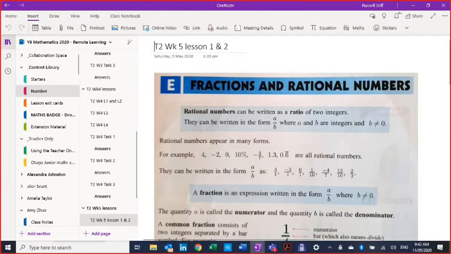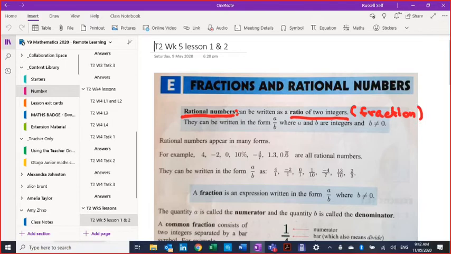All right. So we're talking about fractions and rational numbers. Now, when you're talking about fractions and rational numbers, anytime you see that word rational numbers, you should think fractions. You should make sure you write down rational numbers, and then we'll talk about the definition. It's simply a ratio of two integers. In other words, a fraction.